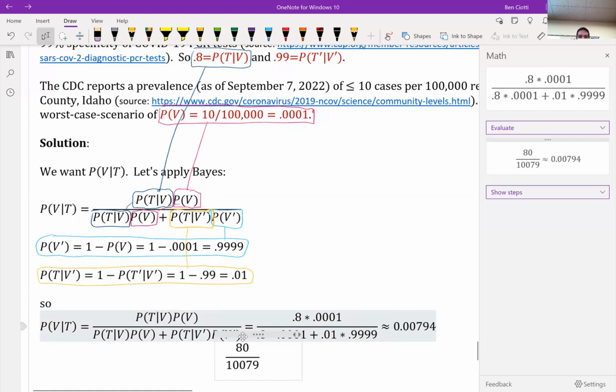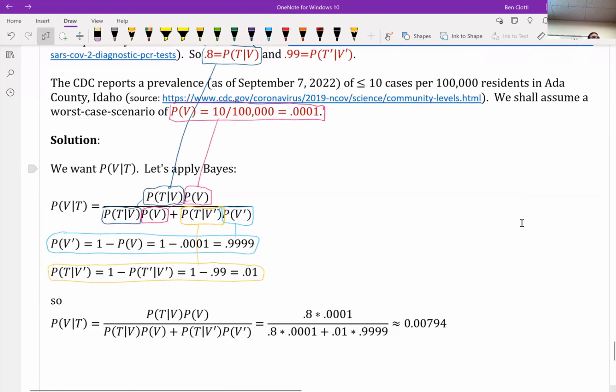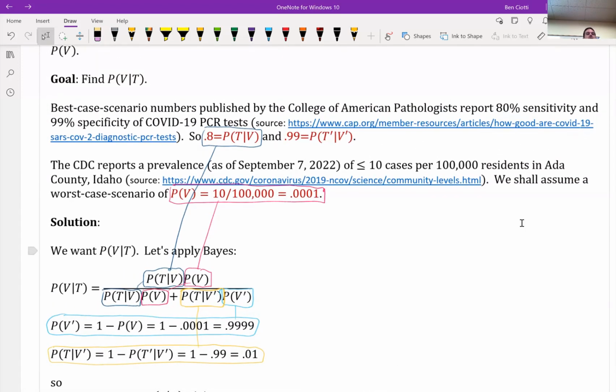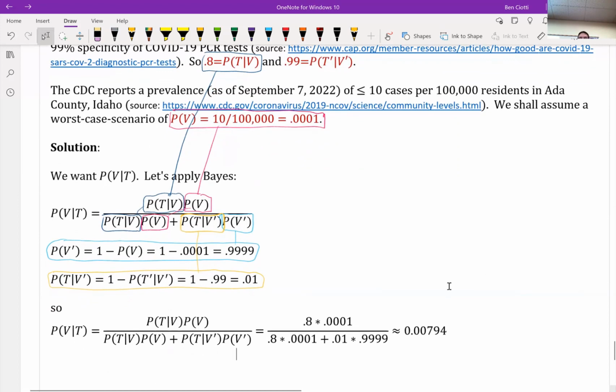So how about that? You test positive, you think you have the virus, not so fast. There's a less than a 1% chance that you actually have the virus. And this is largely a consequence of the low prevalence, by the way. Like if it turns out that, I don't know, half the population or a large portion has the virus, then the probability of a false positive becomes much less. It's only because the virus is so rare that this is the case.